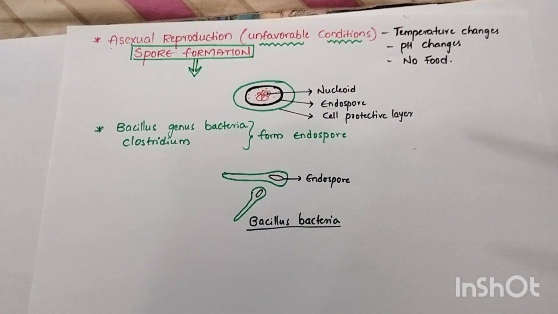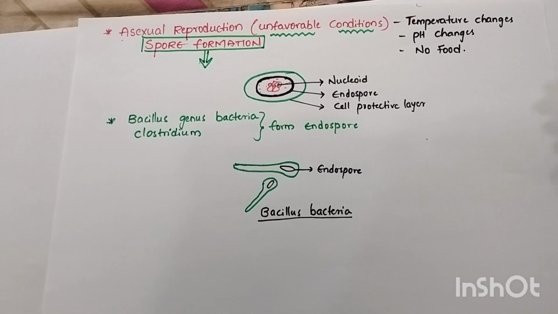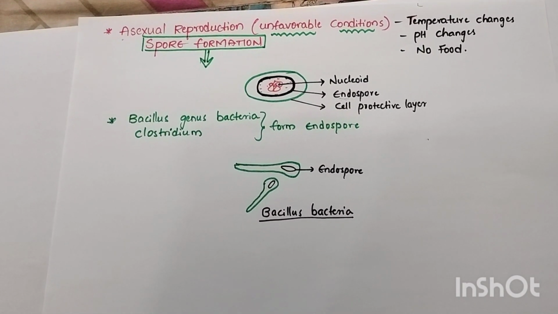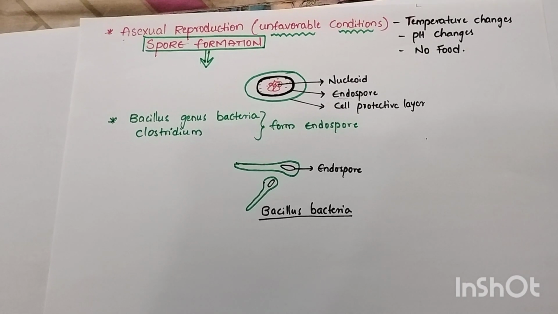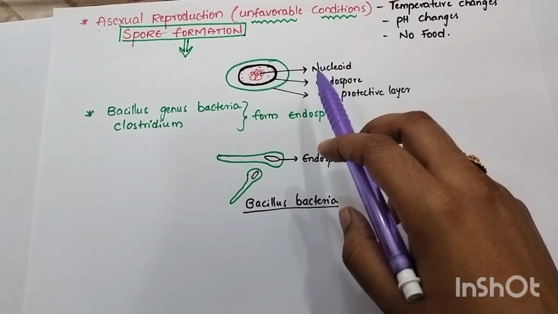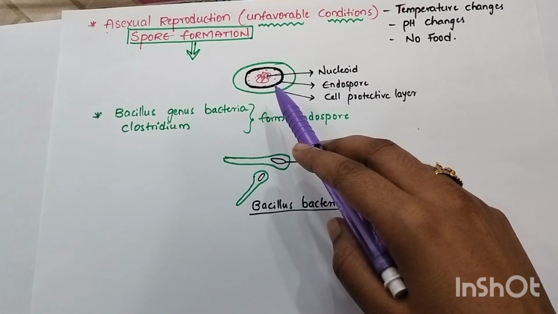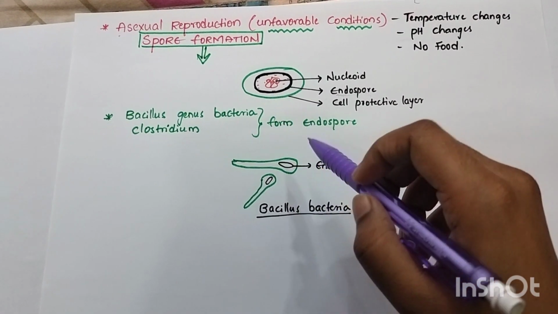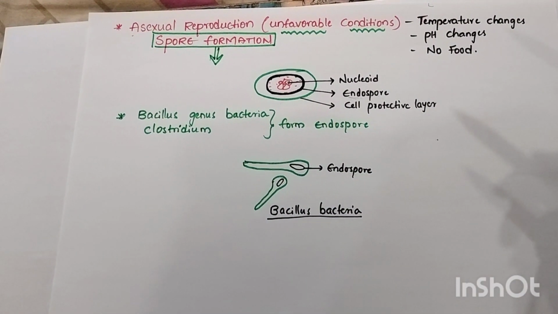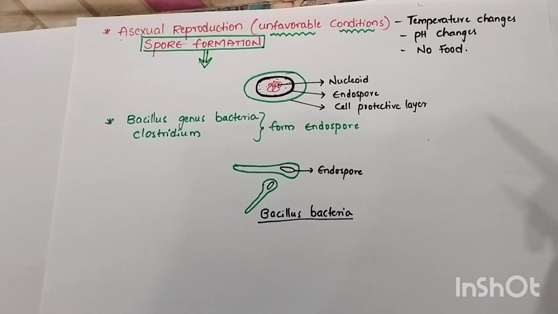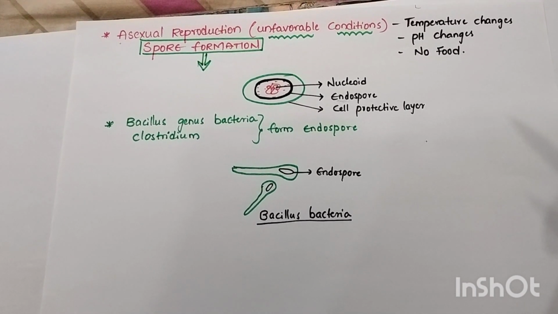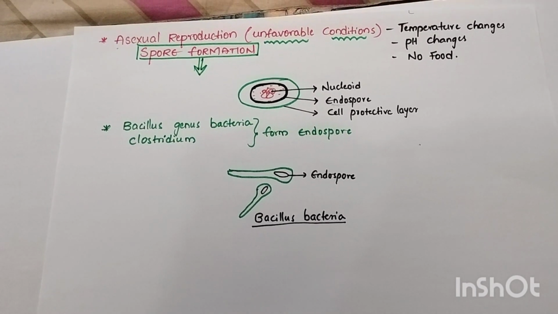Once the unfavorable conditions are gone and the favorable conditions arrive, the bacteria come out from this endospore and again undergo binary fission. Okay, this is how the bacterial cell undergoes asexual reproduction.